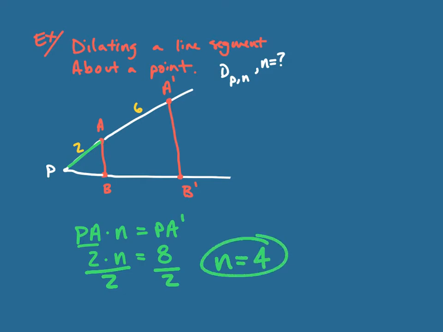So the rule that I would write here would be that we're dilating about point P by a scale factor of 4. Now, one thing to note is that because my scale factor is larger than 1, notice how my original line segment was small and it got bigger as we dilated it. Let's look at another example.